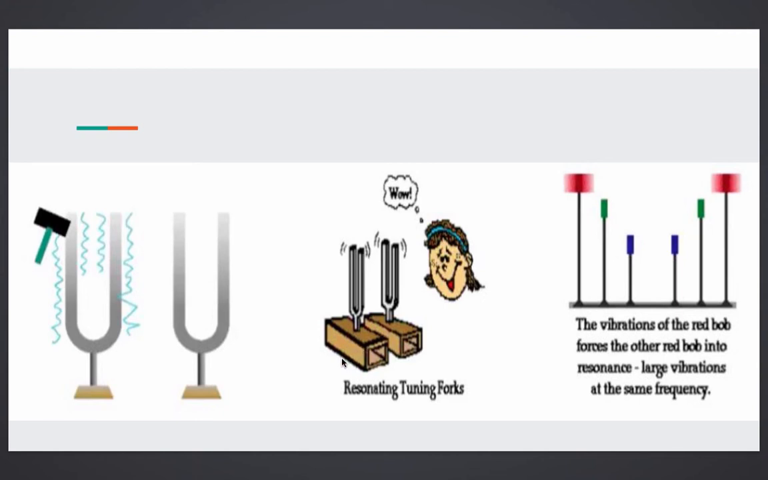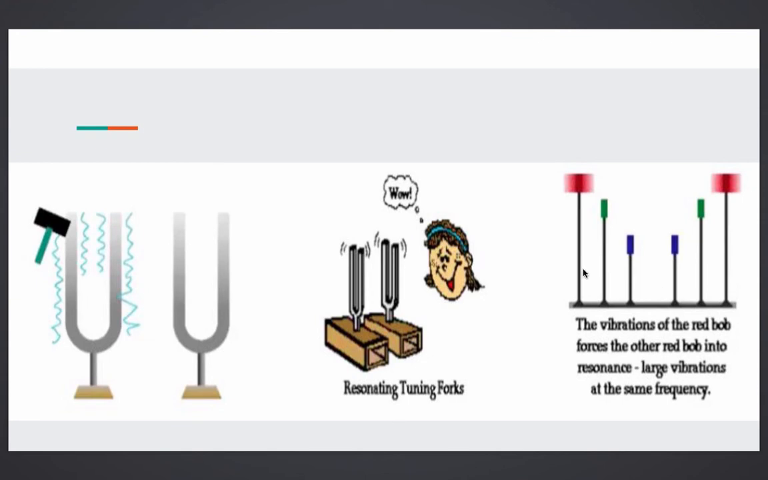See, this example is more clearly explained here: resonating tuning forks. Due to the vibration produced in the first tuning fork, the second one also starts vibrating. Fine. So this is what the activity is.